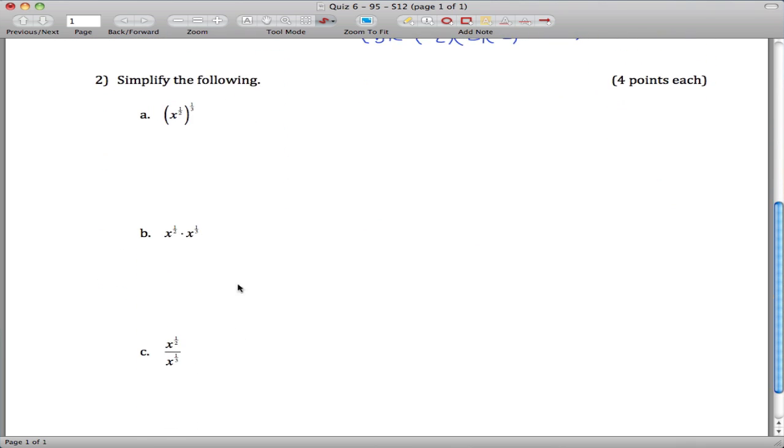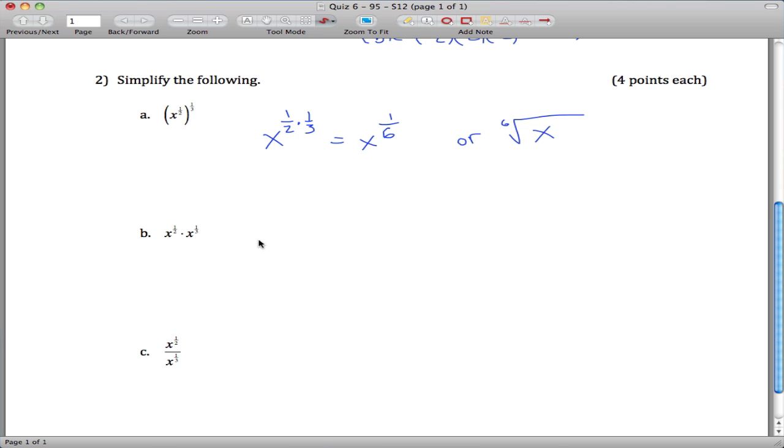In number 2, we're asked to simplify each of these. Basically, you need to know the exponent rules. You need to know that when you raise something raised up to an exponent to another exponent, you multiply the exponents. So this is x to the 1/2 times 1/3. For multiplying fractions, you just multiply straight across. So 1 times 1 is 1, 2 times 3 is 6. So you get x to the 1/6. You can leave it like this. This is the same, if you really wanted to, as the 6th root of x.